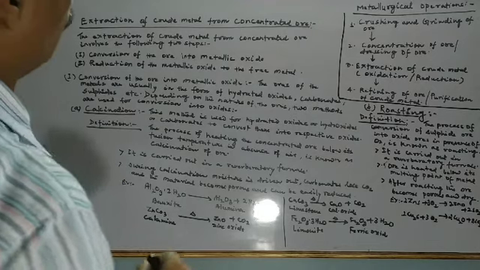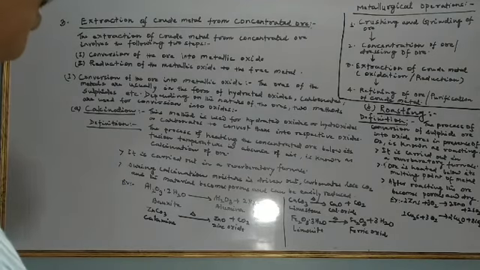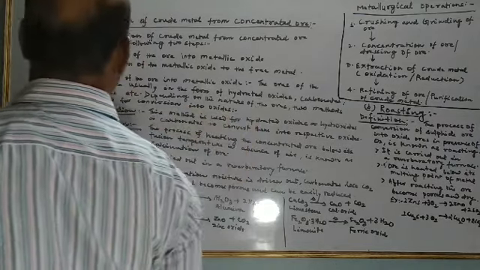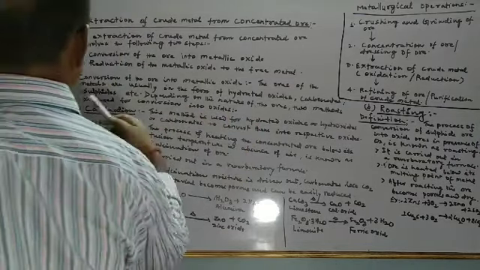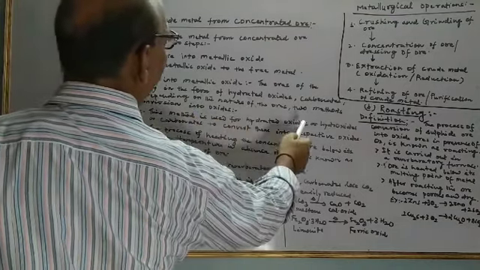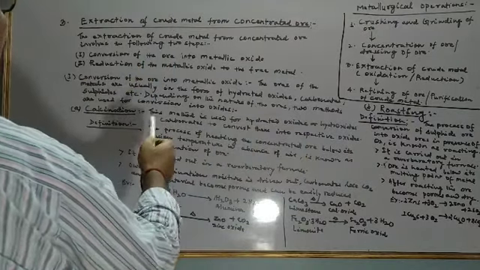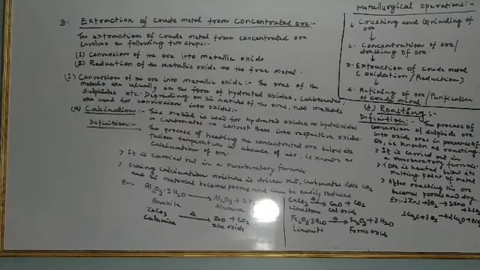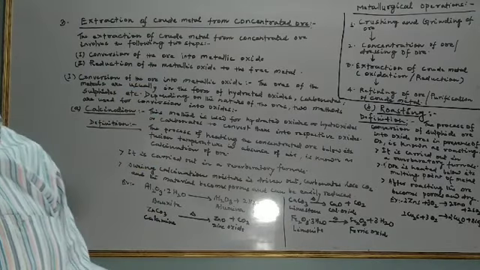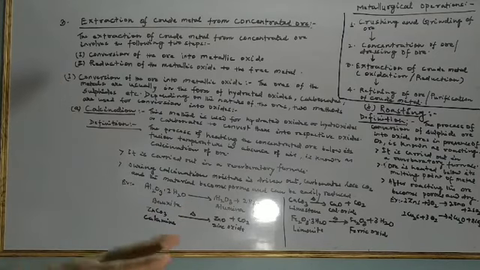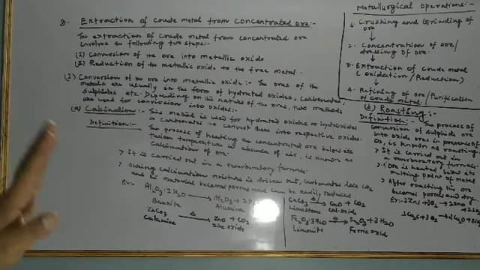Conversion of ore into metallic oxide. The ores of metals are usually in the form of hydrated oxides, carbonates, and sulfides. Depending on the nature of the ore, two methods are used for conversion into oxide. Number one is calcination. Calcination is used for ores containing oxides, hydroxides, or carbonates of the respective metals.